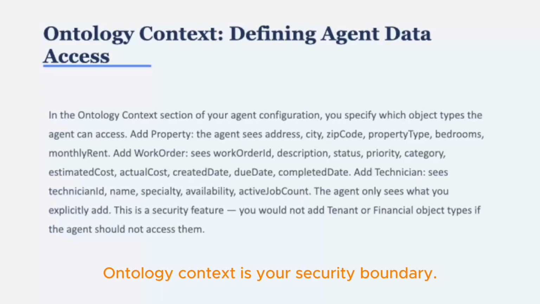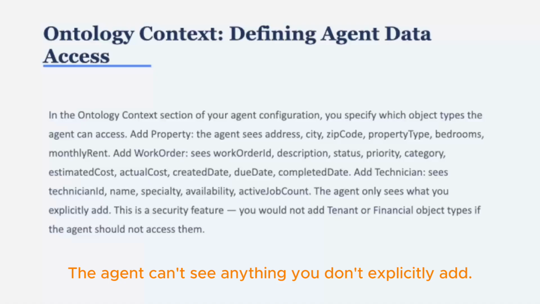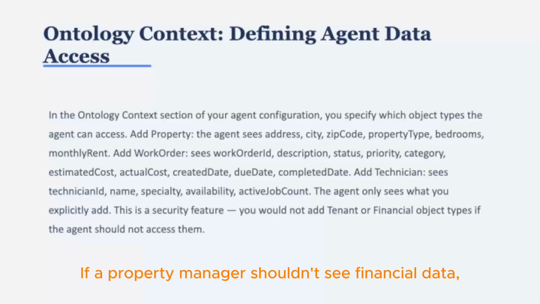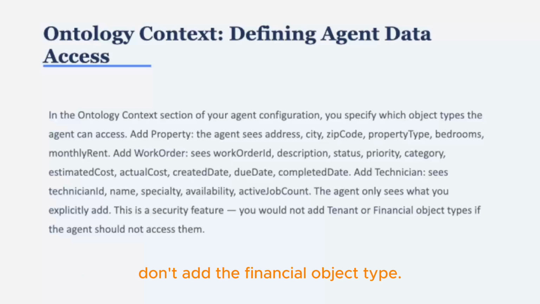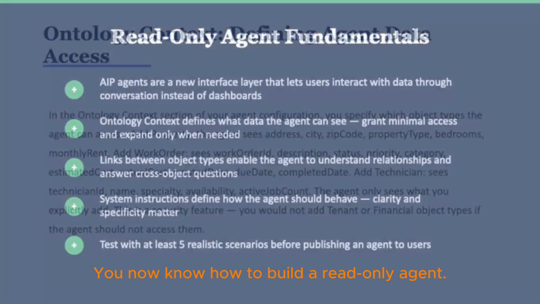Ontology context is your security boundary. The agent can't see anything you don't explicitly add. If a property manager shouldn't see financial data, don't add the financial object type. You're explicitly defining what the agent can and cannot access.